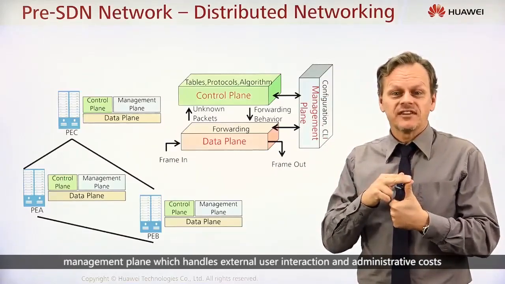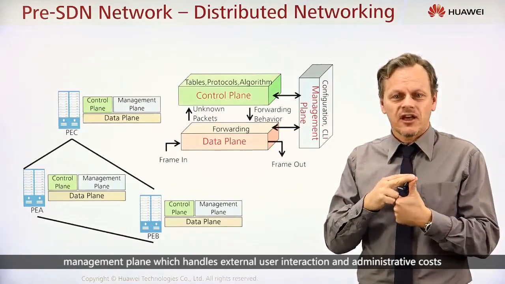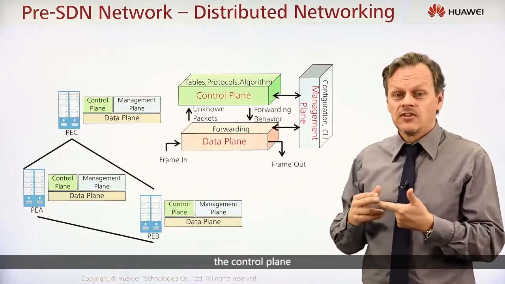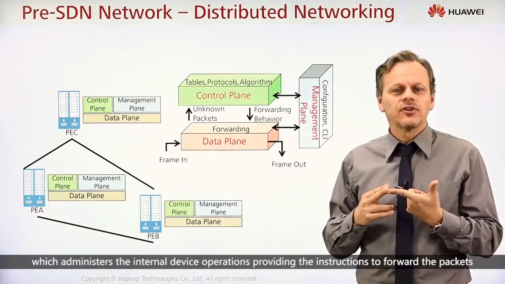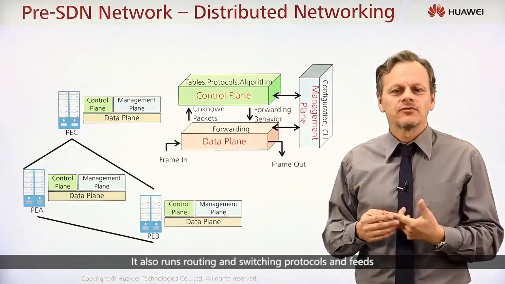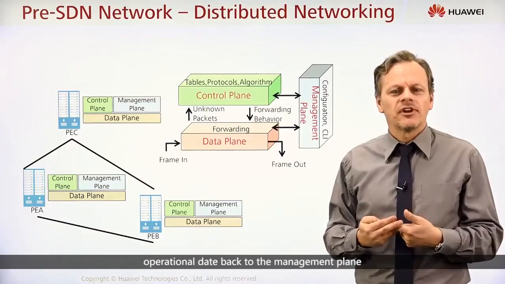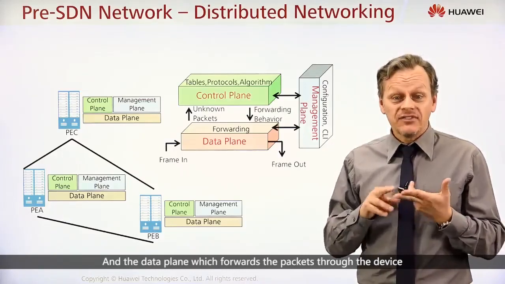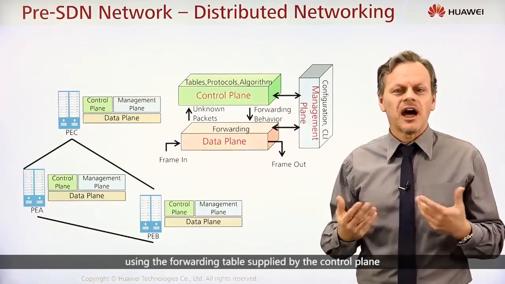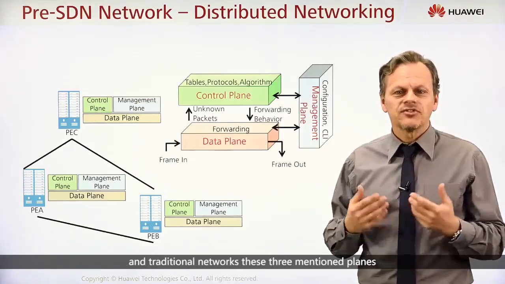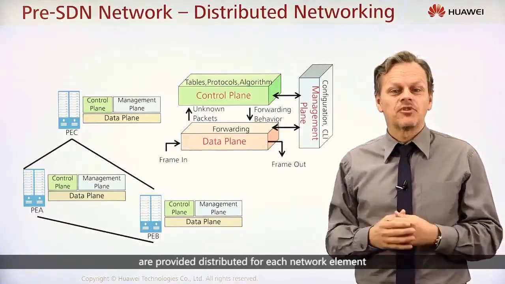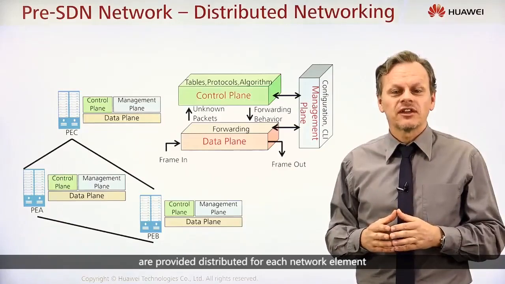Management plane, which handles external user interaction and administrative tasks like authentication or configuration via web interface or CLI. The control plane, which administers the internal device operations, providing the instructions to forward the packets. It also runs routing and switching protocols and feeds operational data back to the management plane. And the data plane, which forwards the packets through the device using the forwarding table supplied by the control plane. And in traditional networks, these three mentioned planes, data, control, and management plane, are provided distributed for each network element.